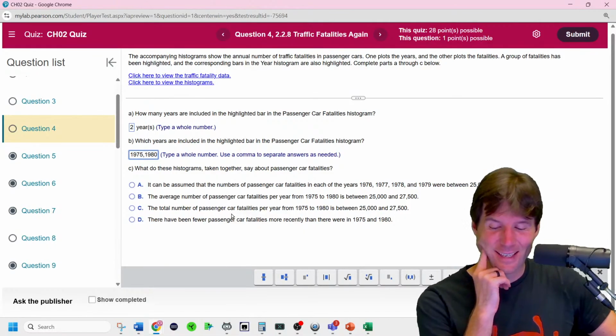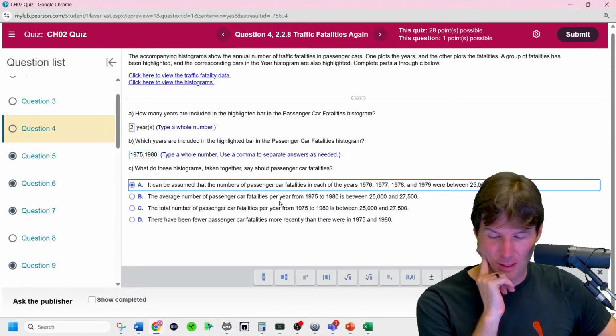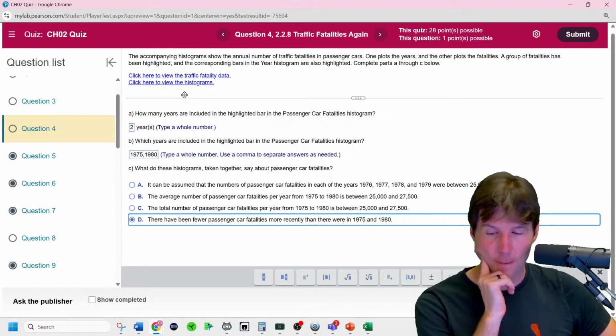What do these histograms taken together say about it? The average number, nope. The total number of fatalities, no, we don't know about between. And I think it's this right here. Wait, can be assumed? No, we can't assume that. The average number of passenger car fatalities per year from 90, we don't know that. The total number of car fatalities per year between 90, no. There have been fewer passenger car fatalities more recently. Yeah, we can see that.